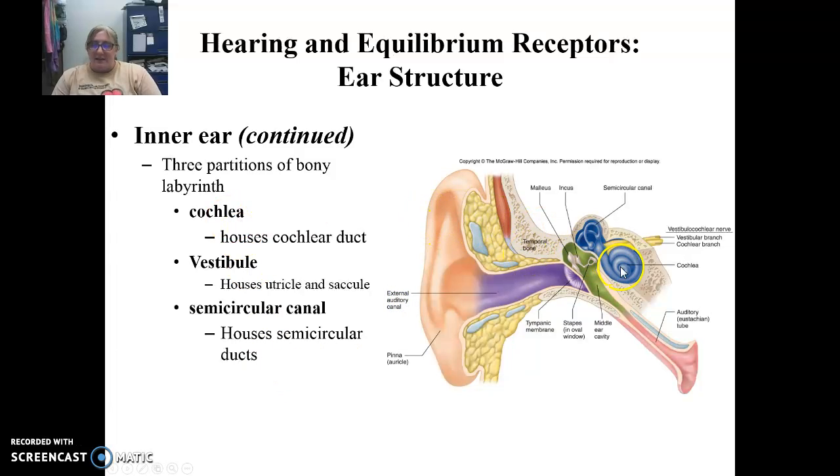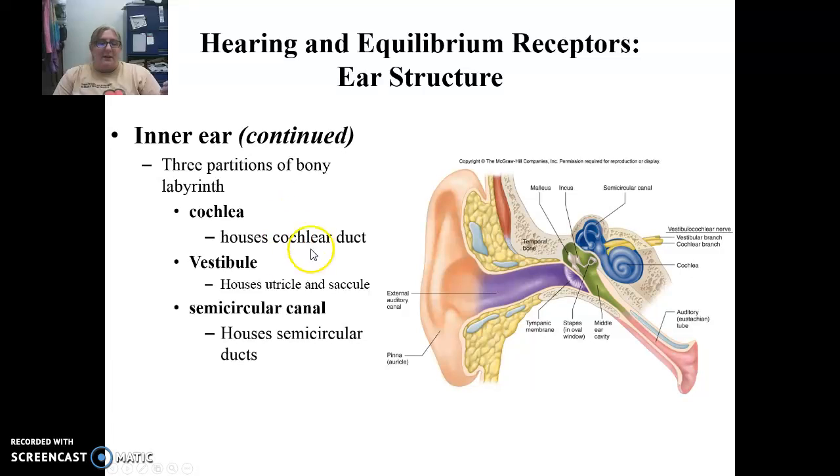So the inner ear has 3 parts to it. It has this cochlea that looks kind of like a snail shell. And then it has a vestibule, which kind of reminds me of the snail head. And then these semicircular canals. I don't know, snail eyeballs, or I don't know what you want to call them. That's just the end part.